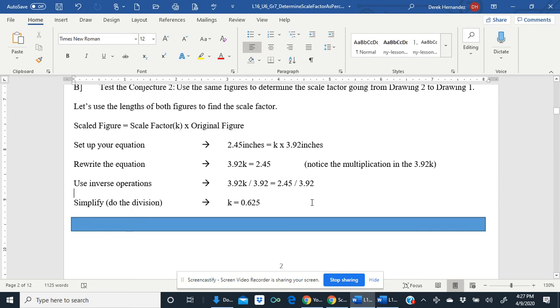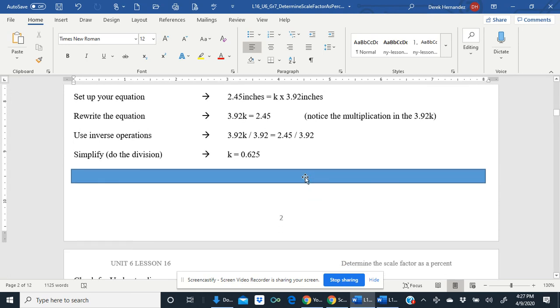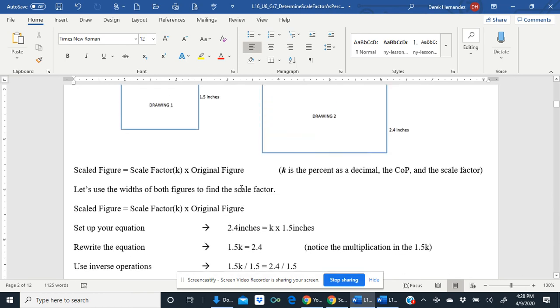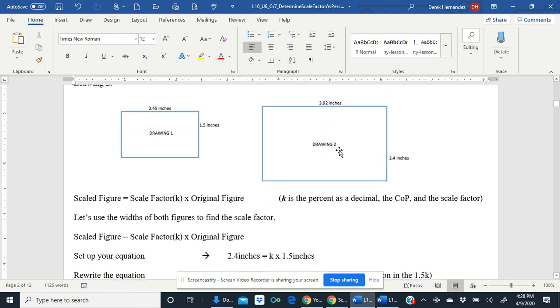When you do the division, you can see that 2.45 divided by 3.92 leaves you with a value of k equals 0.625. And then finally, convert the decimal to a percent. We take our k equals 0.625, multiply it by 100%. That's the same as multiplying by 100. And you get 62.5%, which is the scale factor that was applied to drawing 2, a larger rectangle, to get drawing 1, a smaller rectangle.